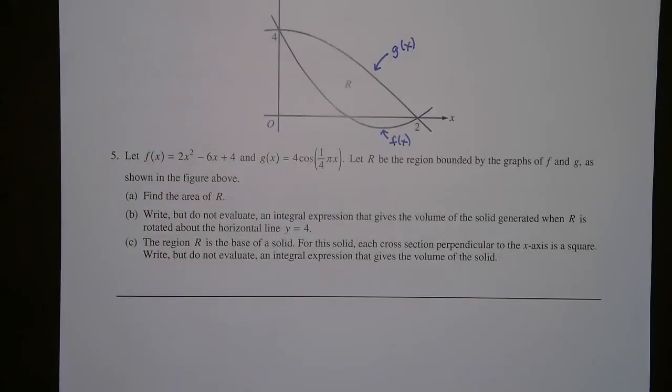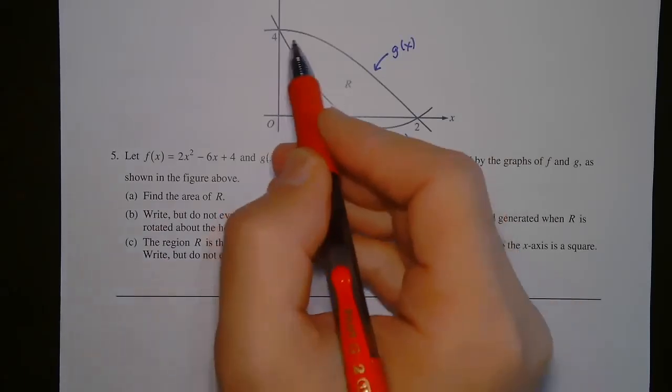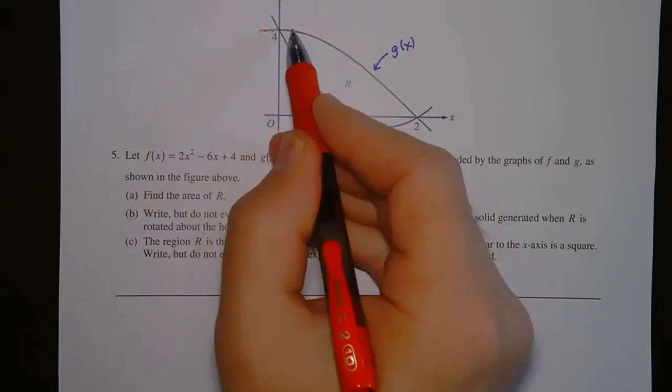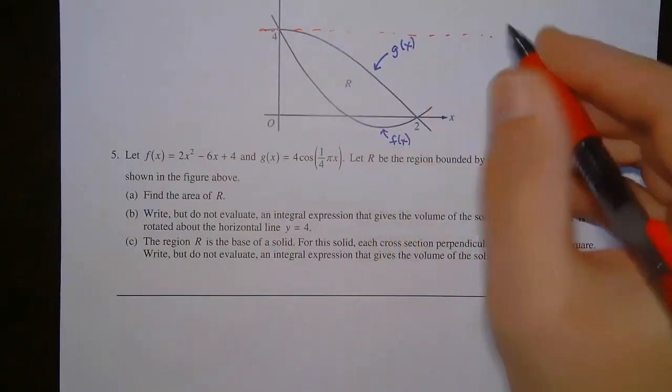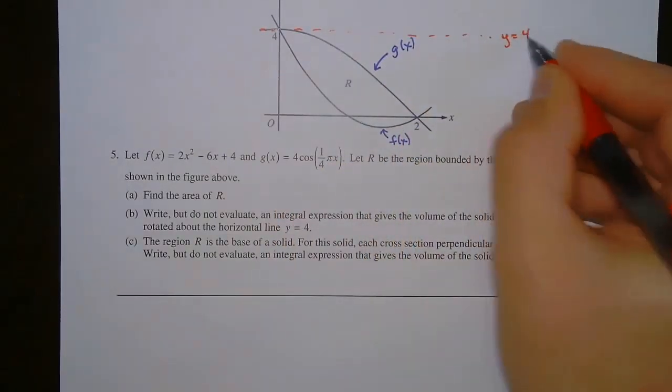So for part B, they want you to write, but do not evaluate, an integral expression that gives the volume of the solid generated when this region R is rotated about the horizontal line y equals 4. So if you draw a horizontal line right here, y equals 4, right? Okay, this is y equals 4, okay?